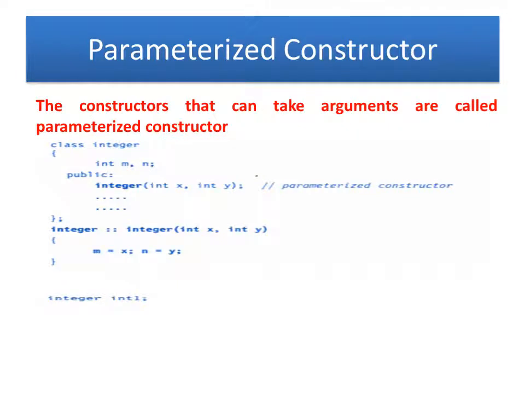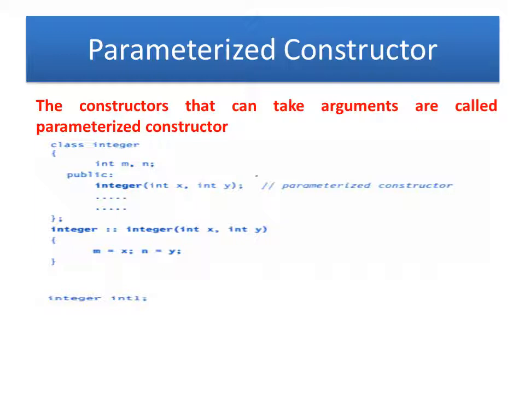Next is the parameterized constructor. To the constructor we will be passing parameters. See here in this example, integer is a constructor, and to that I am passing x and y as parameters. I am defining it outside the class. As usual, if we are defining a function outside the class, we use the scope resolution operator. The same procedure applies here also: we use the scope resolution operator.